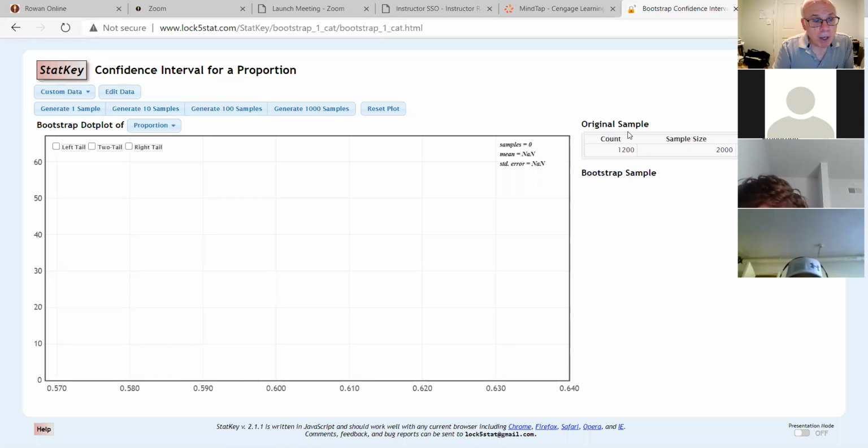Now, if you wanted to create what's called a bootstrap sample, which is what we're going to do here, let's just generate one of these bootstrap samples by hitting generate one sample. What the computer does is what's called simulation. It randomly picks a sample. And how does it pick it?